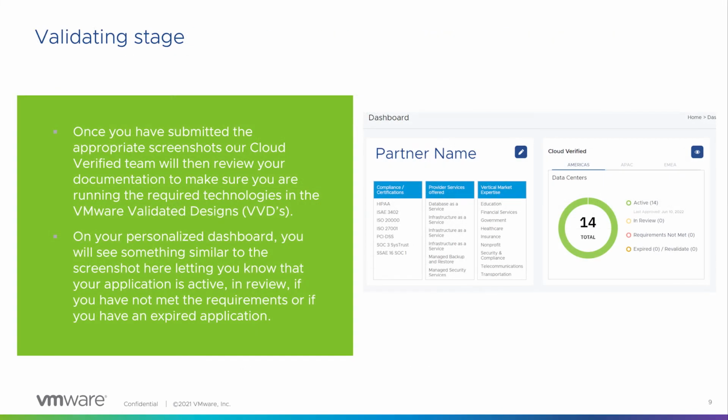Now you are in the validating stage. Once you've submitted the appropriate screenshots, our Cloud Verified team will then review your documentation to make sure you are running the required technologies in the VMware Validated Designs. On your personalized dashboard, you will see something similar to the screenshot here, letting you know that your application is active, in review, if you have not met the requirements, or if you have an expired application.